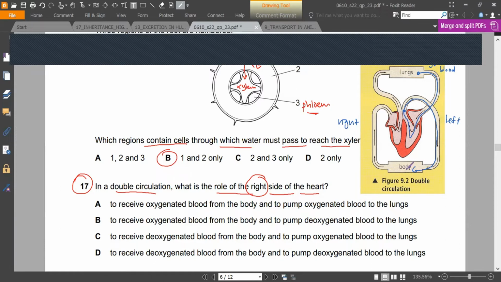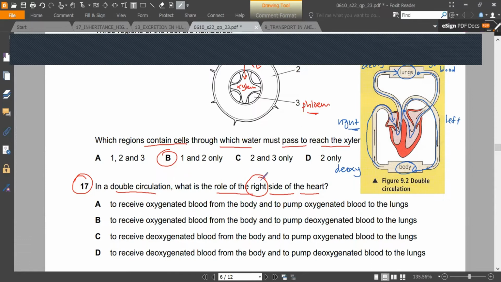So the oxygen is getting used up in the body cells. After we pass the body cells, we will have deoxygenated blood. The deoxygenated blood will return to the right hand side of the heart, and then it will return back to the lungs. The blood goes to the lung, and then it will get the new supply of oxygen again. So that's how the cycle happens.